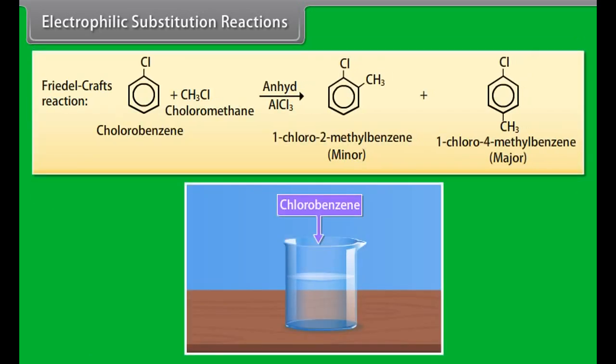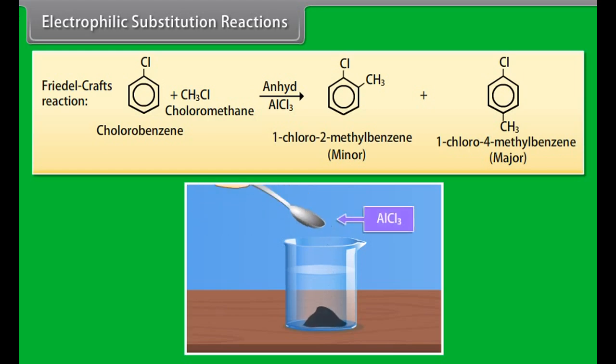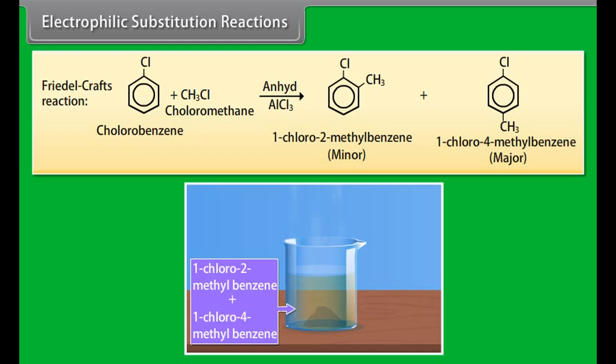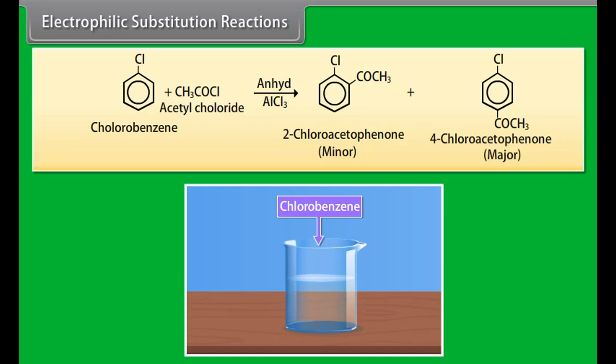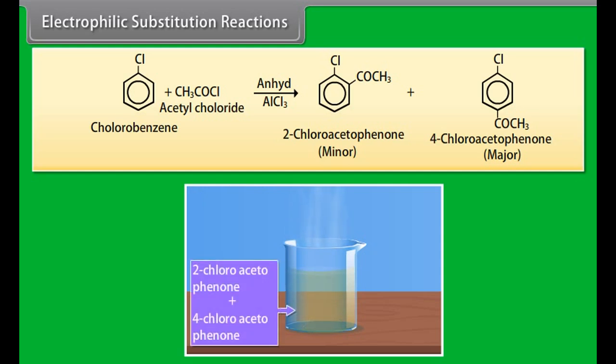Friedel-Crafts reaction. When chlorobenzene solution is mixed with chloromethane and then we add some pieces of anhydrous aluminium chloride, it reacts to give 1-chloro-2-methylbenzene, which is a minor product, and 1-chloro-4-methylbenzene, which is a major product. When chlorobenzene solution is mixed with acetyl chloride and then we add some pieces of anhydrous aluminium chloride, it reacts to give 2-chloroacetophenone, which is a minor product, and 4-chloroacetophenone, which is a major product.